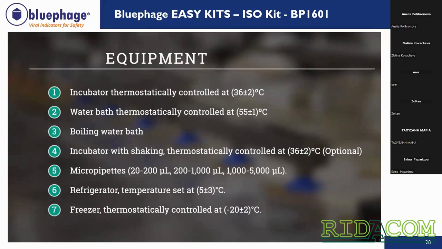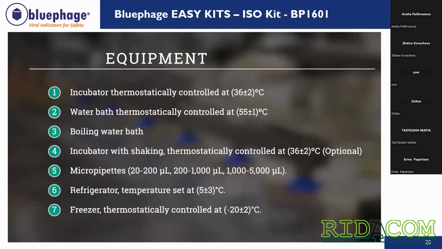An incubator with shaking is an optional part. It's very difficult to have an incubator that has shaking inside, so don't worry about that. This incubator with shaking is used to prepare the inoculum culture, which is the mixture between the MSB and the E. coli. If you don't have an incubator with shaking, it's no problem at all. You put your MSB and E. coli inside the incubator and every 20 minutes, you shake the sample.